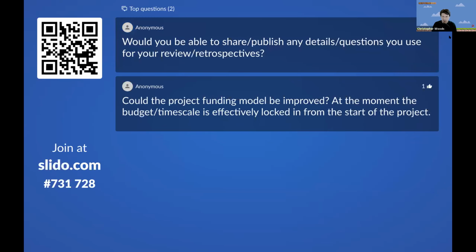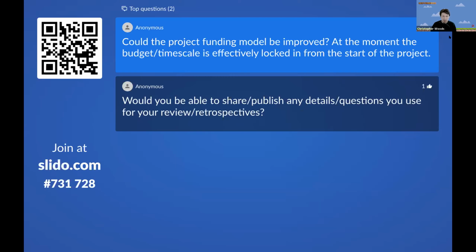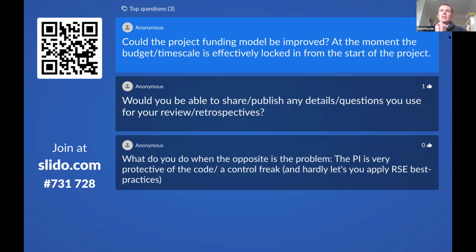Well, I think I'll do this one next. Could the project funding model be improved? At the moment, the budget timescale is effectively locked in from the start of the project, though I would say possibly that's also true in industry as well. Yeah, it would be interesting to know whether the funders have any views on this. I sense a general reluctance to go back to the funder and say, oh, we've realized something in this project, we need more money. It does happen if a big change happens, but in general, there's a reluctance to do that.